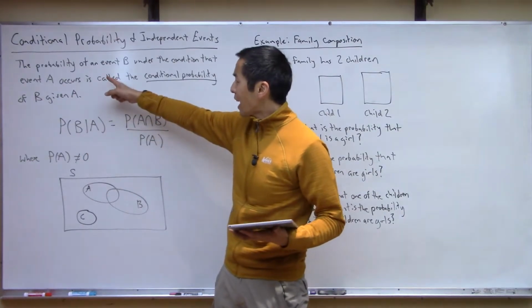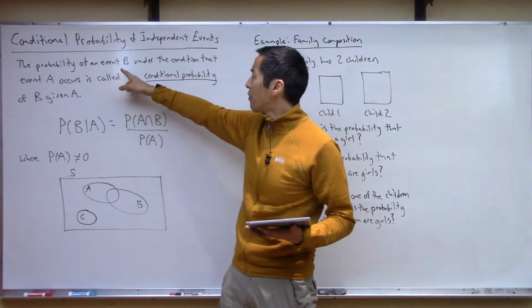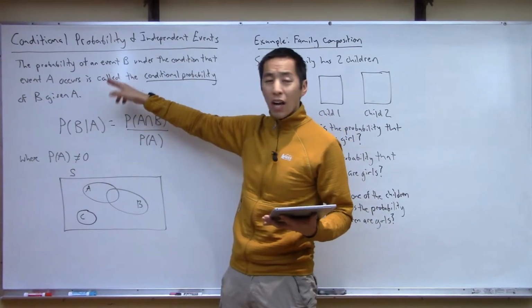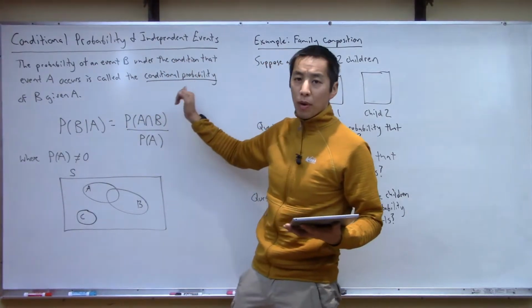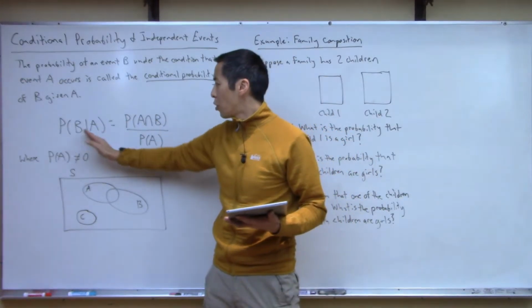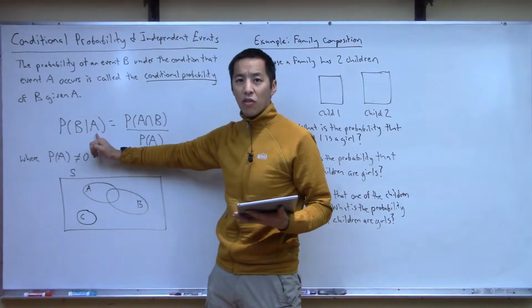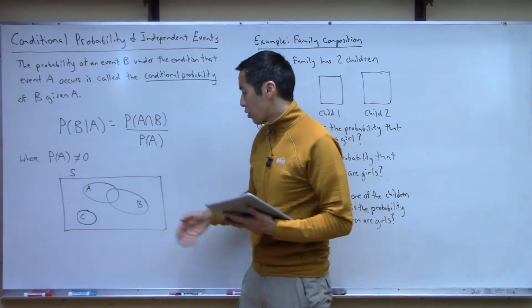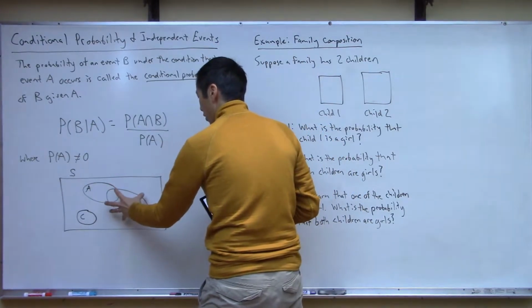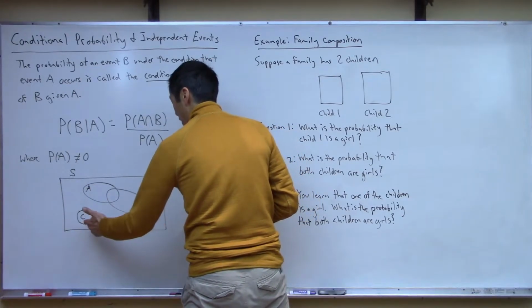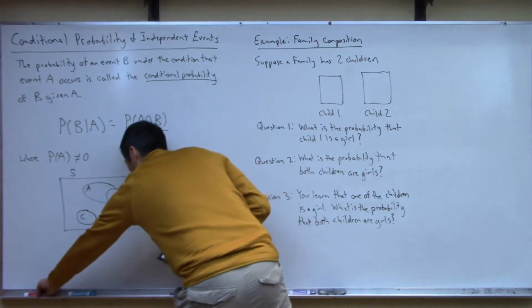Let's say you have the probability of an event B, under the condition that event A has occurred. This is called the conditional probability of B given A, denoted as such. So here's the probability that B occurs given that A has occurred. And the picture that goes along with this, again, we can look at this Venn diagram down here. Let's say you've got the sample space S, you've got events A, B, and you might even have things like C, D, E, any of those things.